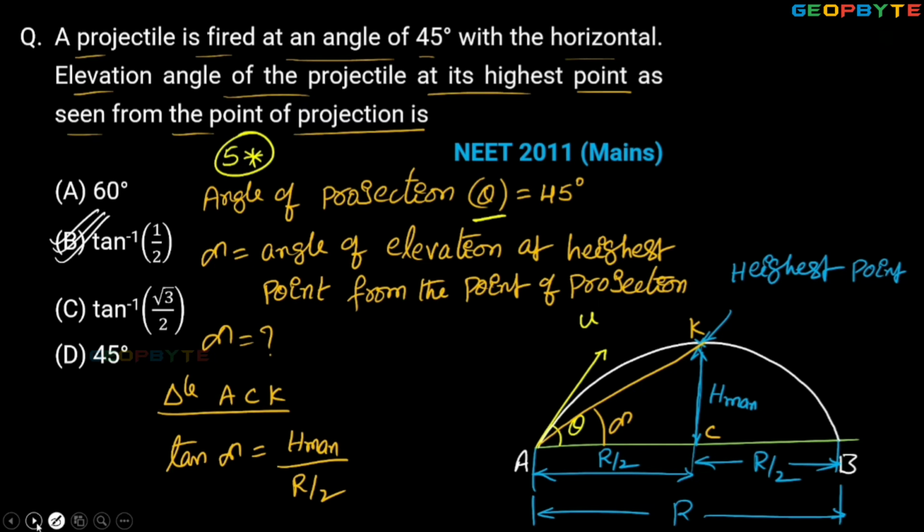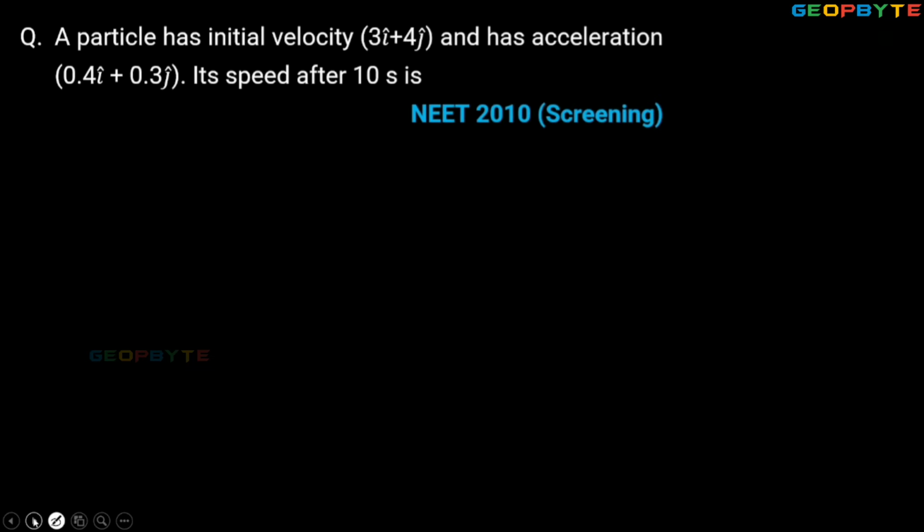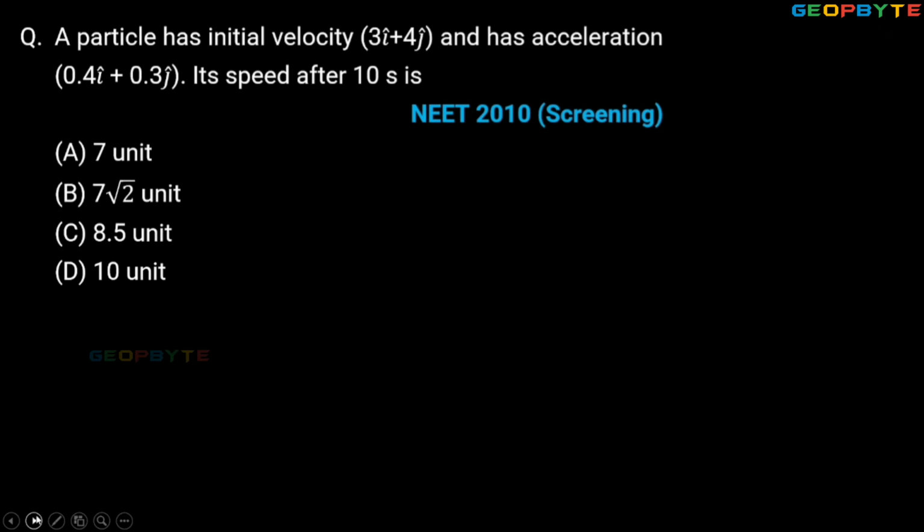Similarly, let us take another important problem. Look at this problem. It is asking like this: a particle has initial velocity 3 i cap plus 4 j cap. Let me write it.